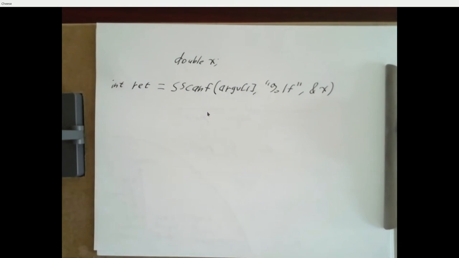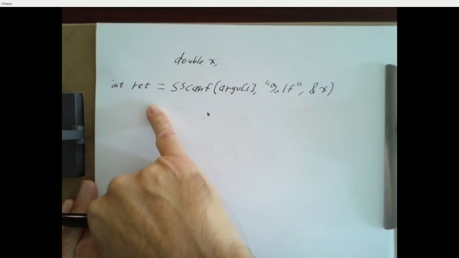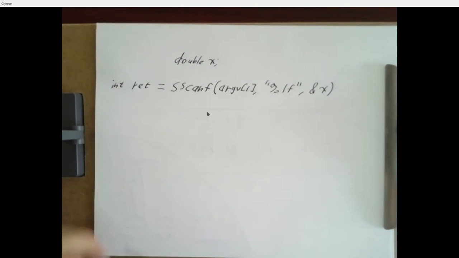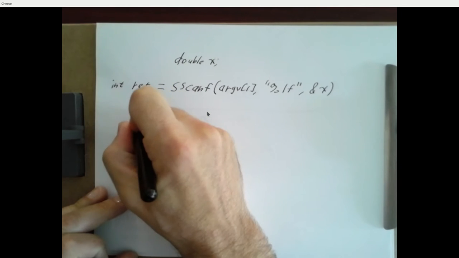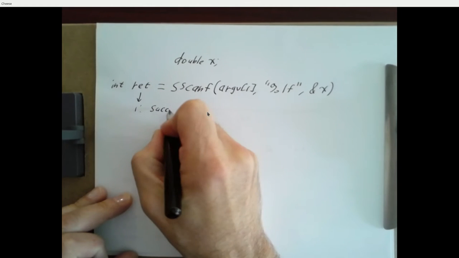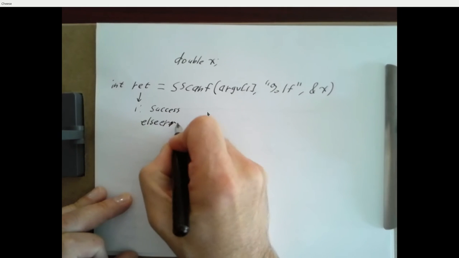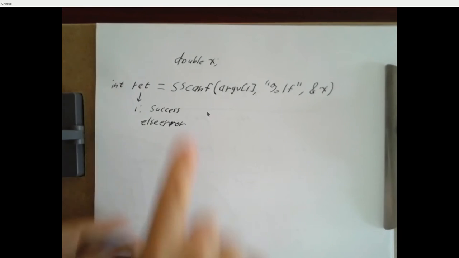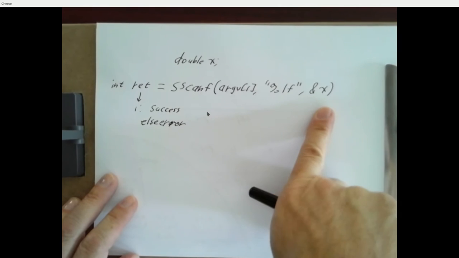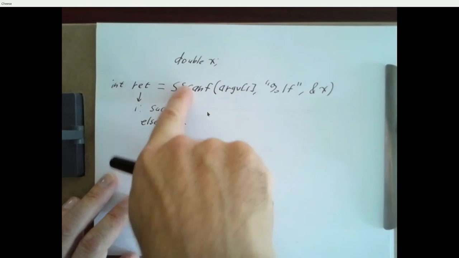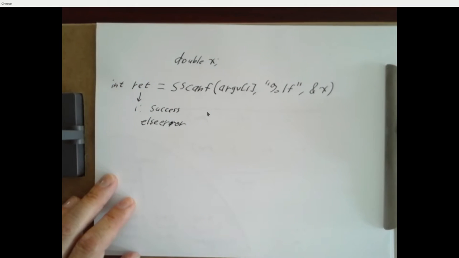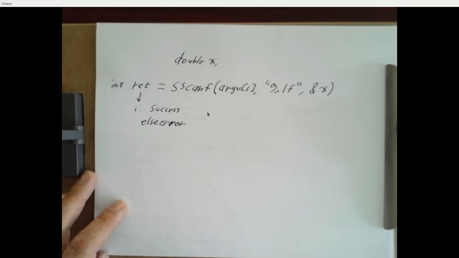an integer. The integer is not the value that you converted this to. The integer is a flag. If it's equal to 1, that's success. Otherwise, there's some sort of error. So after you do this scanf, don't just go ahead and take x and print out its square root. Check the return value, make sure it's equal to 1. If it's not 1, you didn't get a valid double precision number in argv bracket 1, and so print out the error message.